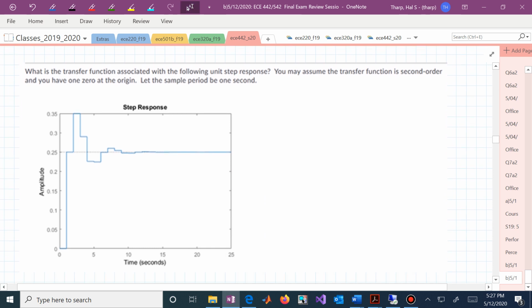What is the transfer function associated with the following unit step response? Here, this is a little bit tricky because the peak is happening so quickly. But usually it's beneficial to play with percent overshoot and peak time to determine where my closed loop poles are. And this is now for a unit step.